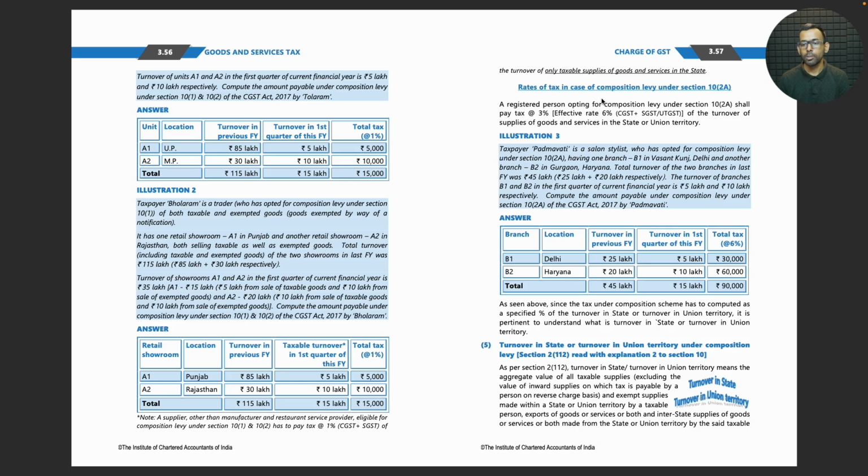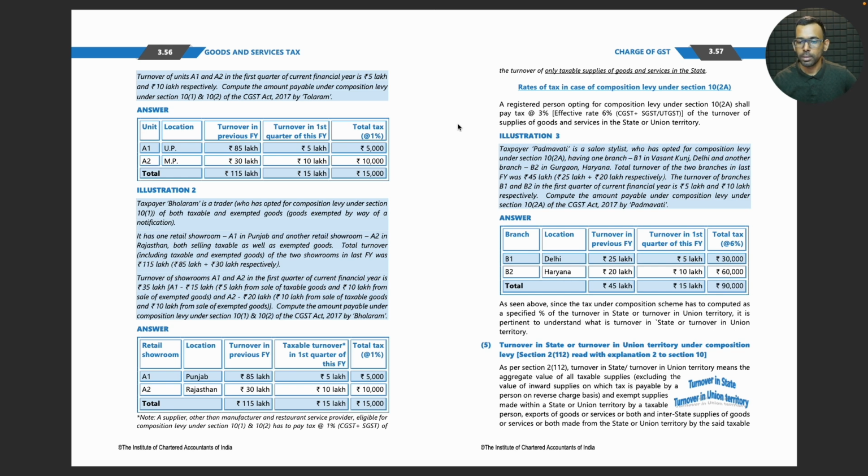Rates of tax in case of composition levy under section 10 subsection 2a. A registered person opting for composition levy under section 10 subsection 2a shall pay tax at 3% of the turnover of supplies of goods and services in the state or union territory.